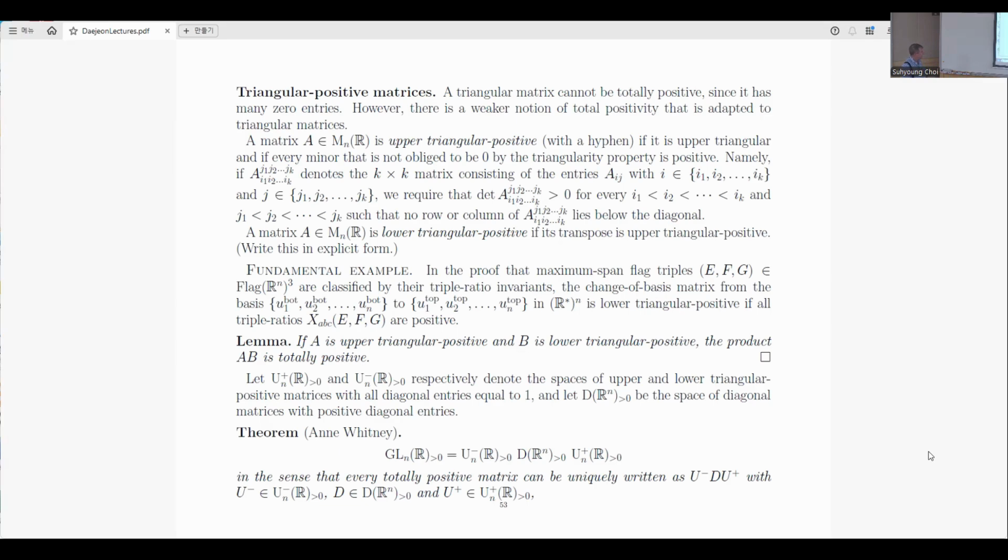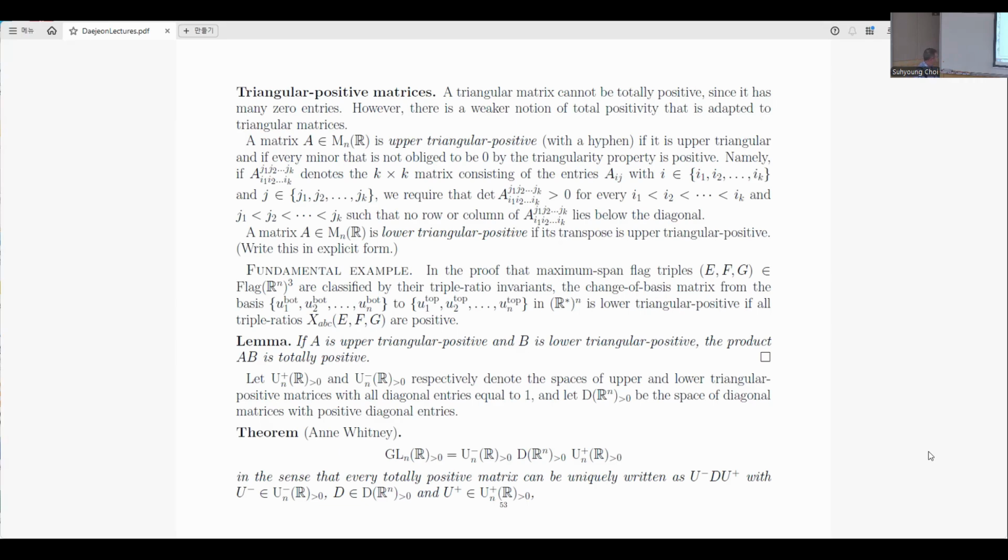and so this change of basis matrix is lower triangular positive only if the triple ratios are positive, but that's what we're interested in. Okay, so it's lower triangular positive, but you may remember that we used that to create a map between the duals, and then we took the transpose, and so the transpose is going to be upper triangular positive, but it's the same.